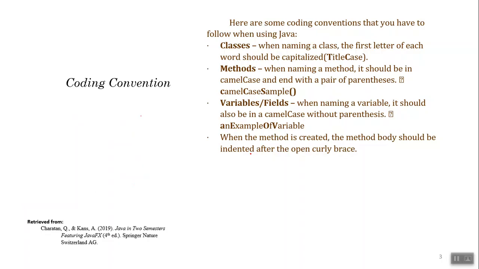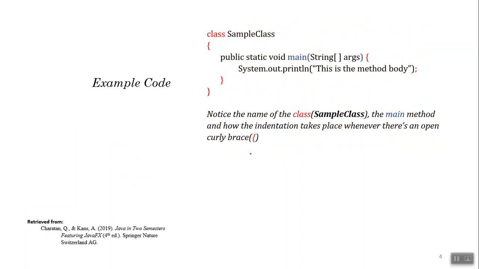So when the method is created, the method body should be indented after the open curly brace. So something like this. Okay, so we have a keyword class, and then the name of the class, sample class, and then we have curly braces, and then it has a public static void main string array args. Okay, so let us discuss this first. So notice the name of the class, sample class. The main method is one, and how the indentation takes place whenever there's an open curly brace.